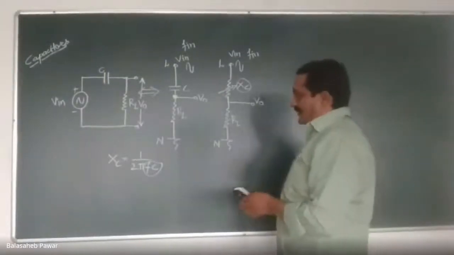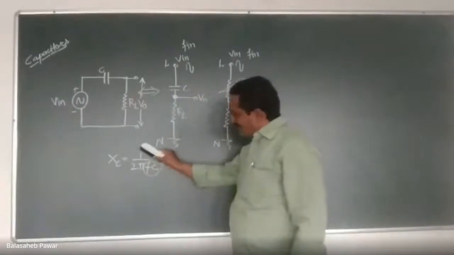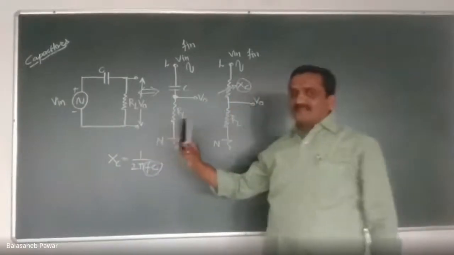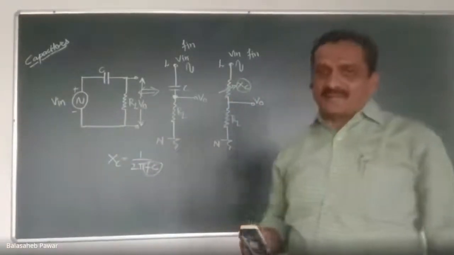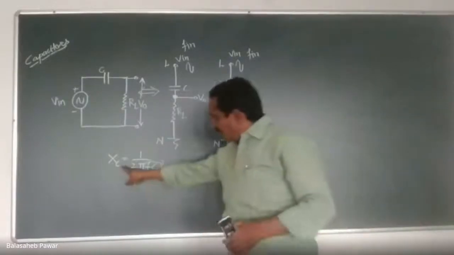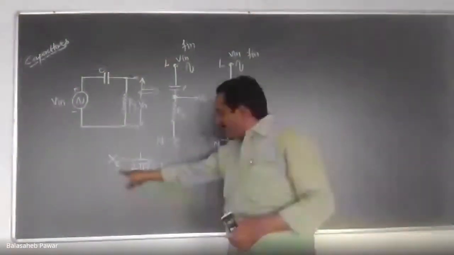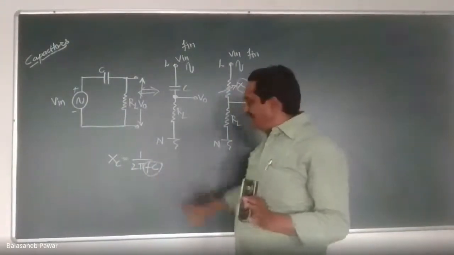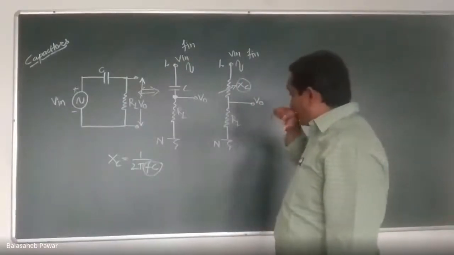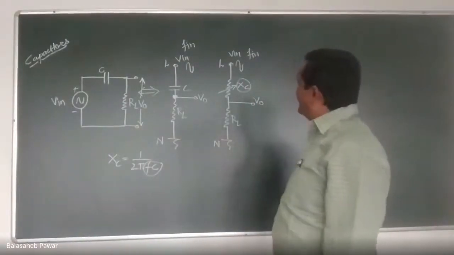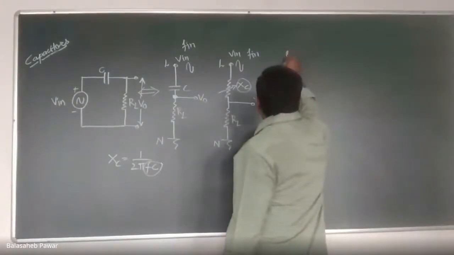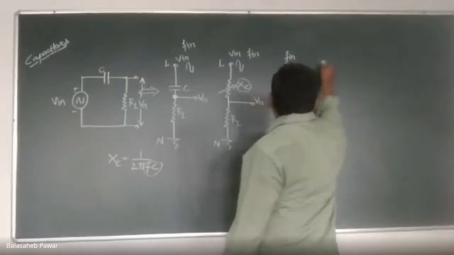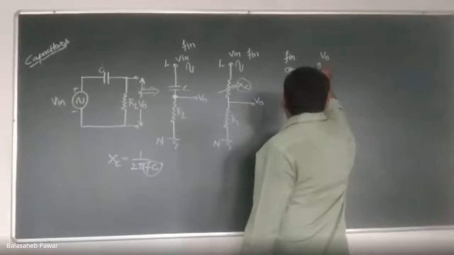While in case of a capacitor, this formula says that the reactance is nothing but the resistance offered by this device, that is the capacitor. So the resistance offered by a capacitor is dependent on the applied input signal frequency and the capacitance of that capacitor. Is it clear? We'll take a few examples so that it will be very clear to you. Initially, I will consider that F in is 0 hertz, and I will check how much the output voltage will be.